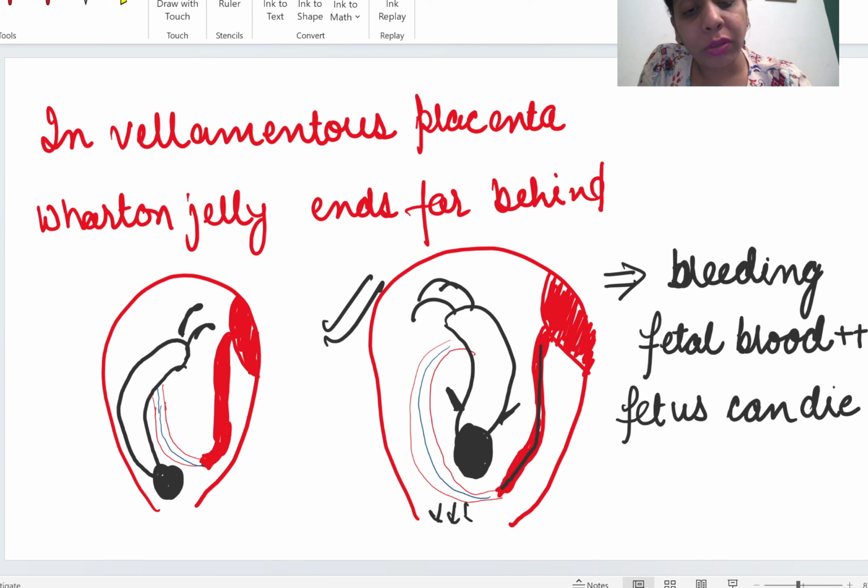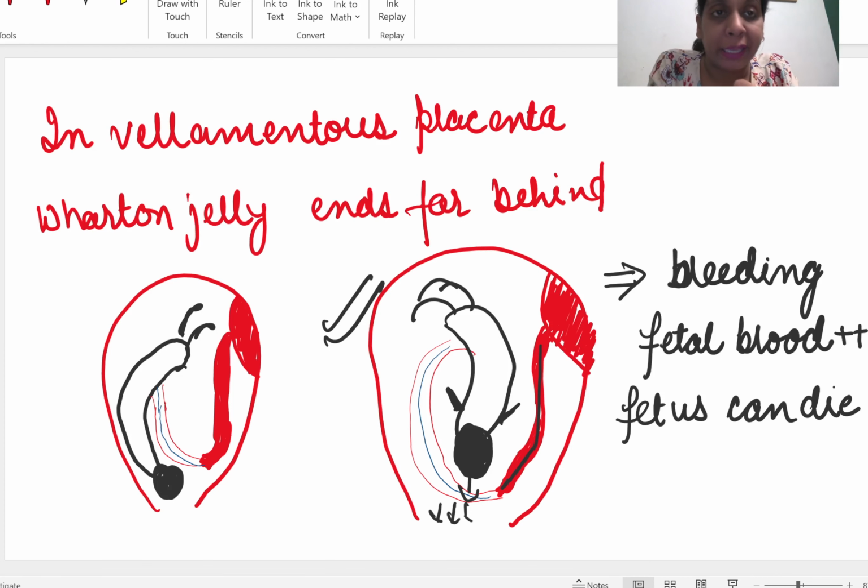Okay. Now the fetal head will put pressure on the vessels, and these vessels will bleed. Okay. Now when these vessels are not packed in Wharton jelly, the fetal head or any fetal part will put pressure, then these vessels will bleed, right? And when these vessels bleed, then of course the fetus can die. This is not maternal blood, this is fetal blood. Okay, so how will you diagnose this case?